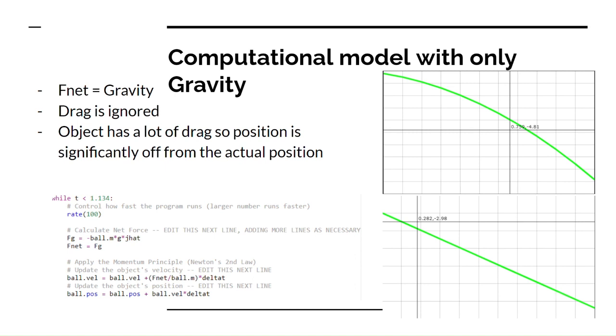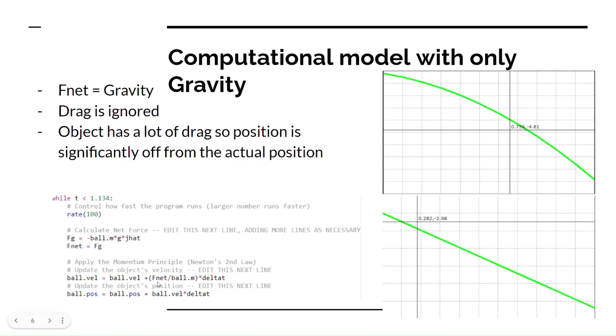So if we go into this code, we made the Fg equal to the mass times the gravity. J hat is pointing directly downwards, so it's just a vector 0, -1, 0. F net equals Fg, because that's all that we're considering. And then we just used our velocity update and our position update formulas.